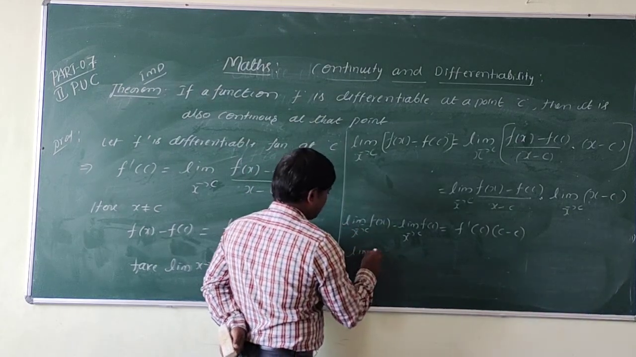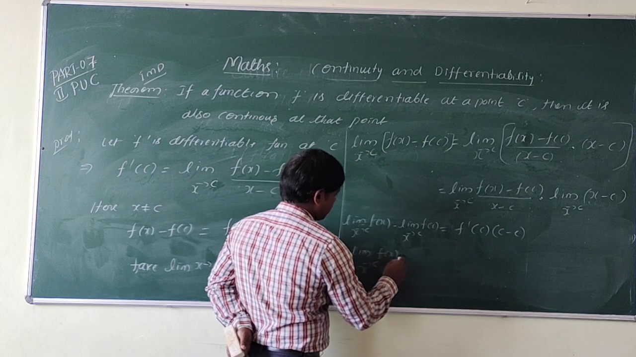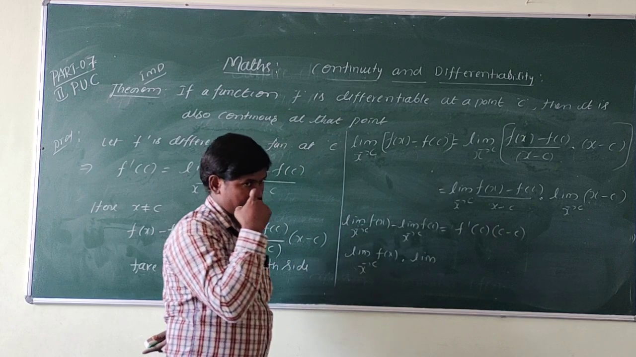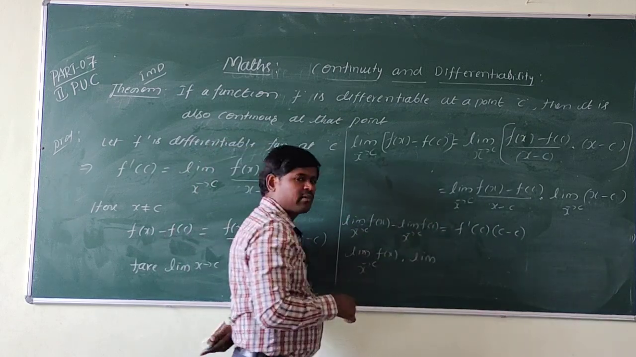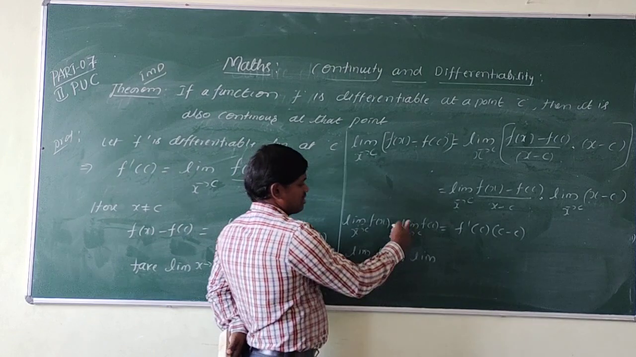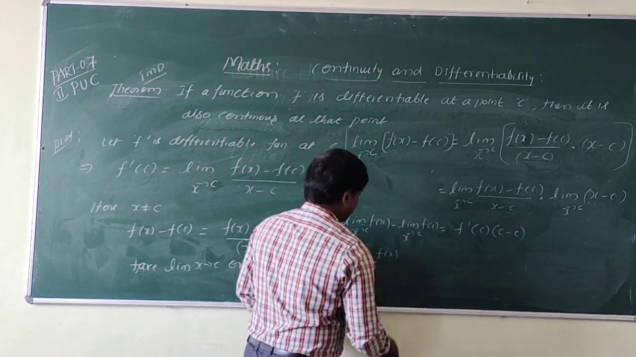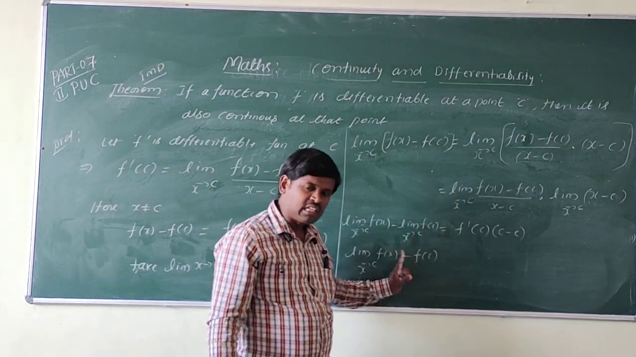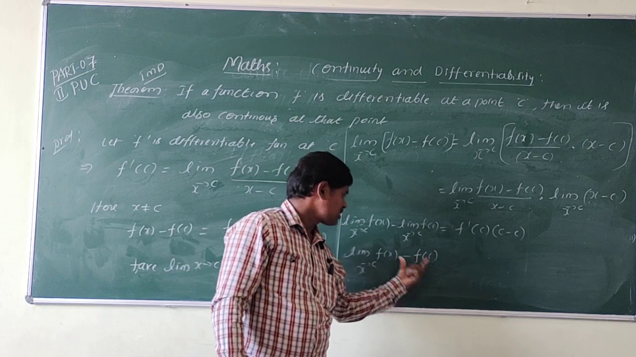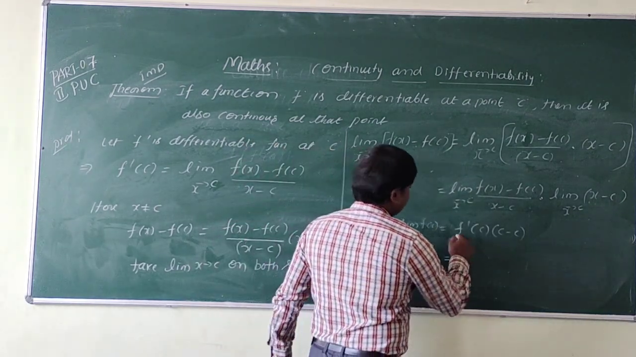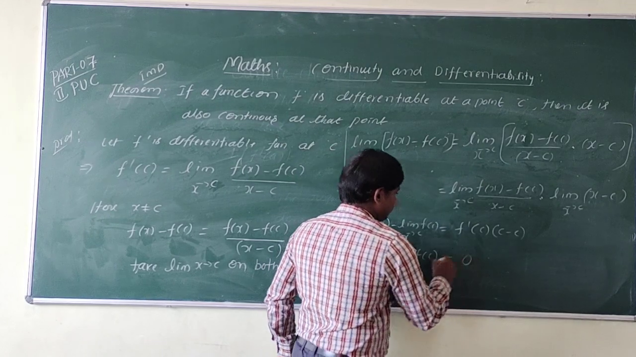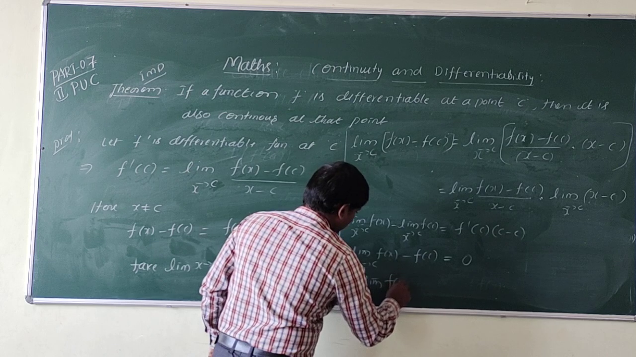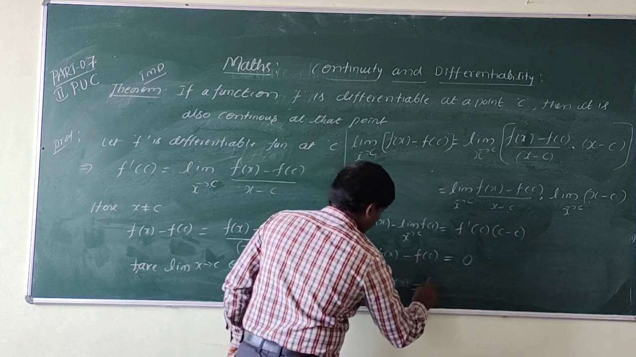So the limit of f of x as x tends to c, minus the limit of a constant function, is the constant itself. F of c is a constant function, and the limit of a constant function is the constant. So therefore I am taking here f of c. Is it clear? So f dash of c into 0, that is 0. Now take f of c across, and that's it. So the limit of f of x as x tends to c is equal to f of c.